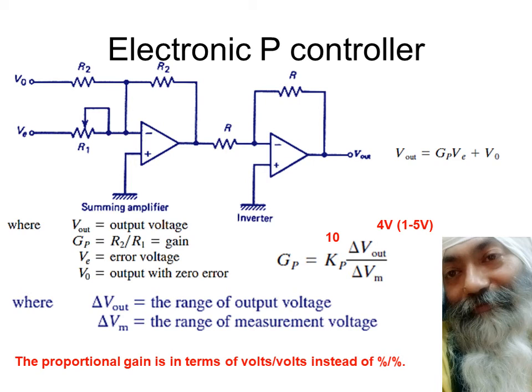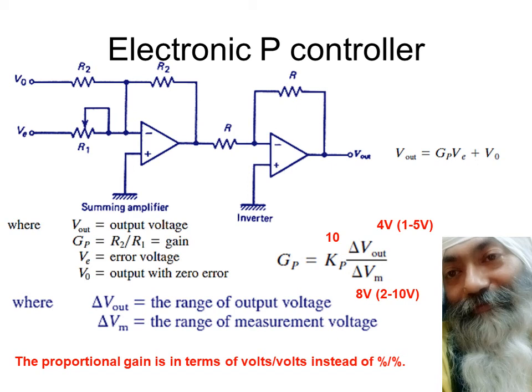What if the measurement volt range was 2 to 10 volt? Let us say it was 2 to 10 volt. In that case, delta Vm would have become 10 minus 2 volt. That is, it would have become 8 volt. So here you see that delta V out is not equal to delta Vm. And that is the reason that the value of GP is essentially not equal to KP. It may or may not be equal to KP, but here it is essentially not.